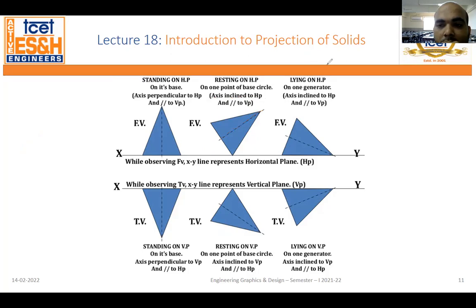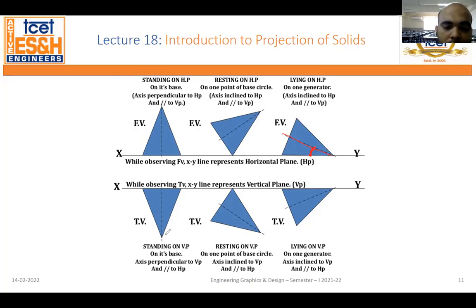Next is lying on HP on one of its end generators, or one of its generators. This side line is the generator, and it is lying on that. Then the axis is inclined to HP and also parallel to VP. I just explained that. If it is kept inclined like this, then this will be parallel. So that is the way it is parallel. This inclined line will be parallel to VP.